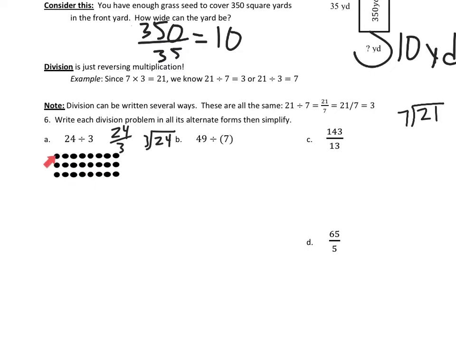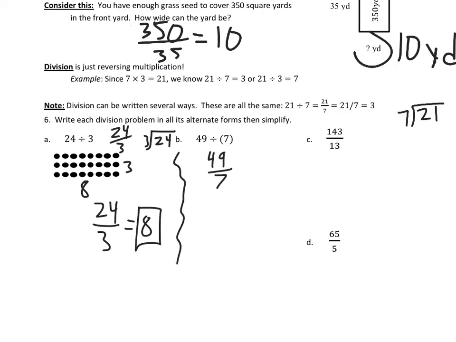24 broken into groups of 3. How many groups of 3 could we get? Or you can say 24 broken into 3 groups. So if you want to make 3 even groups, how many would you have? Well, it'd be 8, because 3 times 8 is 24. So 24 divided by 3 is 8. Okay. 49 divided by 7. Well, that's just 49 over 7, or 49 divided by 7, if you want to think of it that way. And what number do you multiply 7 by to get 49? It is 7.